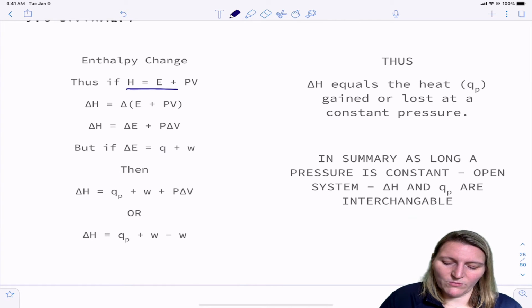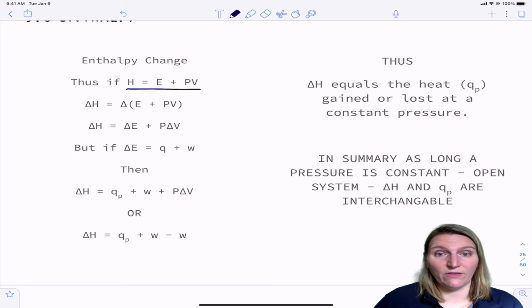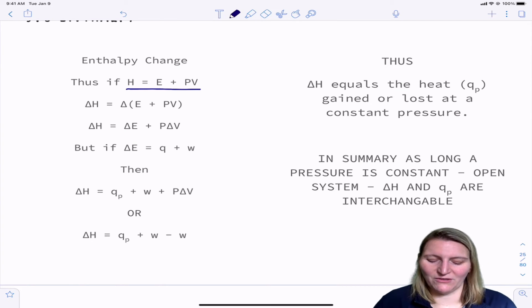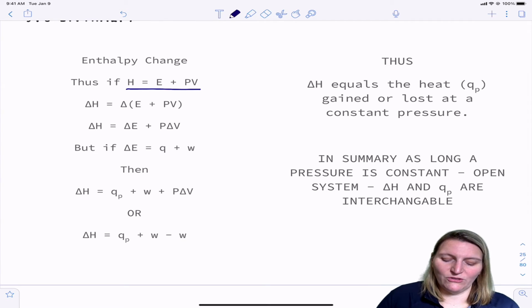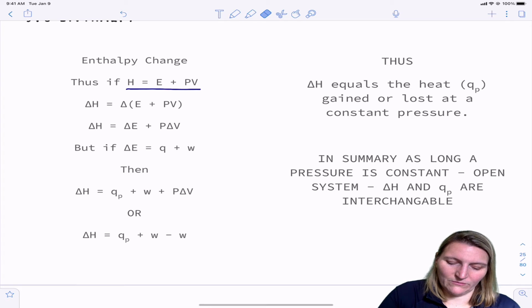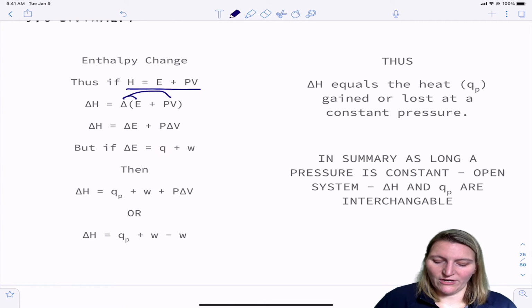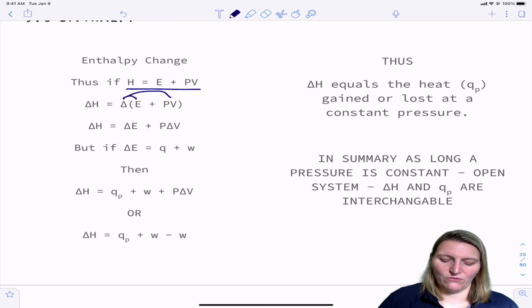So here's that formula from the previous page. H equals E plus PV. Let's talk about the change in enthalpy. The change in enthalpy, so delta on one side, would be the change in everything else: the change in energy plus the change in PV. So we sort of distribute that delta. That means delta H, this idea of enthalpy, is equal to the change in energy plus pressure times a change in volume, because remember, pressure is staying the same. So the change is going to come from a change in volume.